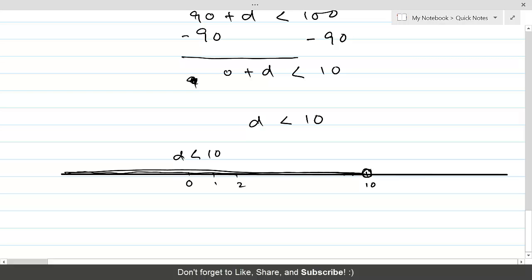So if we rent for less than 10 days, meaning 9 days, 8 days, 7 days, 4 days, 3 days, 2 days, the cost of renting from company A is less. But if you plan to rent it for more than or equal to 10 days, you should rent from company B.